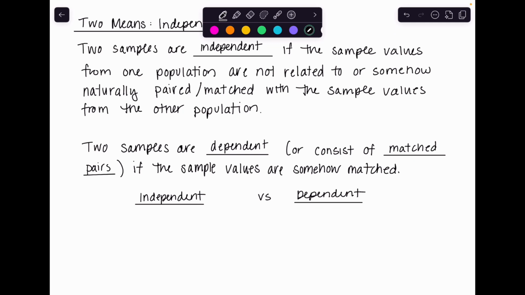So for independent, that could be the heights of men and women. So you might be comparing those means in some way. Okay? So there's no connection from the two different populations. However, if I change this slightly and change this to the heights of husbands and wives, now there is a connection between those two different groups. So this would be dependent data.